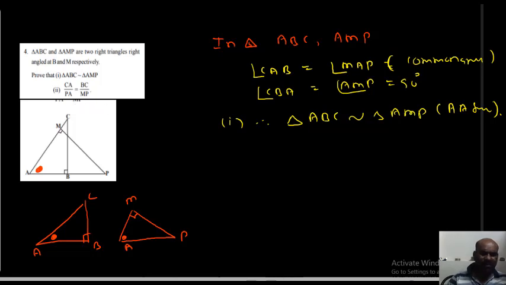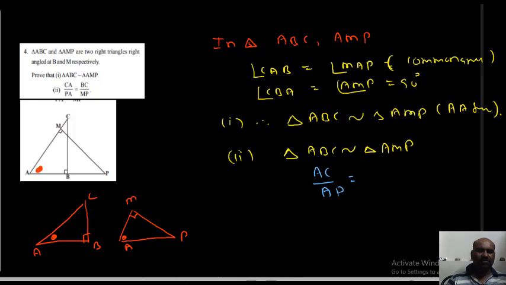Second, CA by PA, just a comparison only, no? Triangle ABC is similar to triangle AMP. So if two triangles are similar, the corresponding parts are in proportion. So what do you want? I want AC by AP equals BC by MP. We got it. Second also got, hence proved.